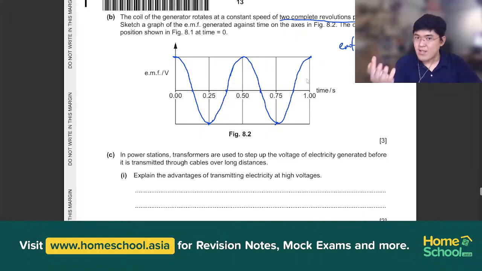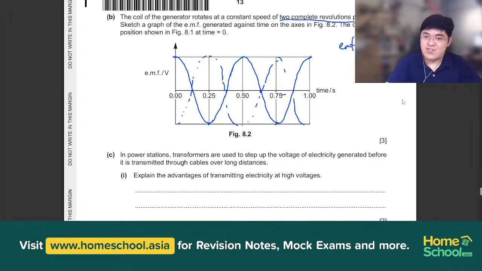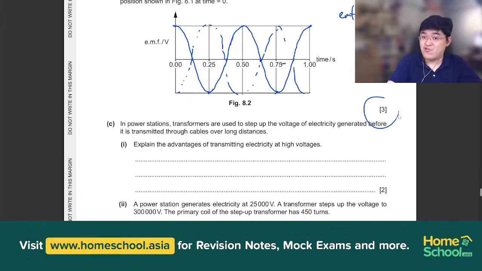The other option is to draw the graph starting from here. It works as well. So if you draw from down here, it should look a bit like this. If you are drawing the graph from a different side, so if you start from minimum, you should have two other minimums as well. So pretty much that's how you get your full 3 marks.